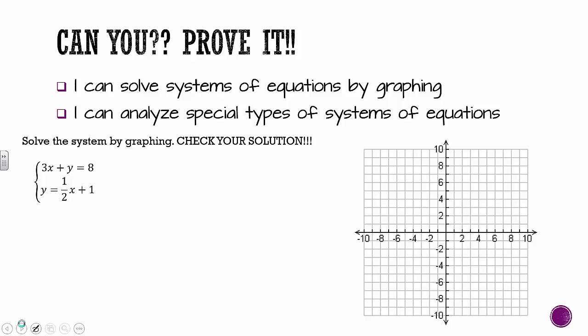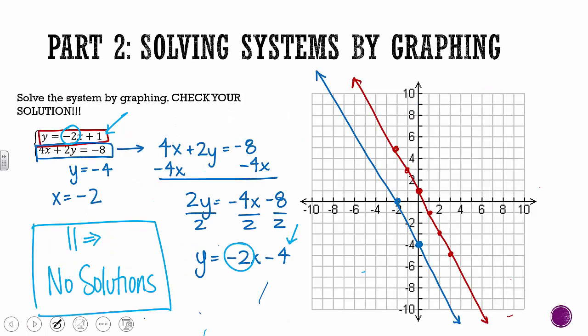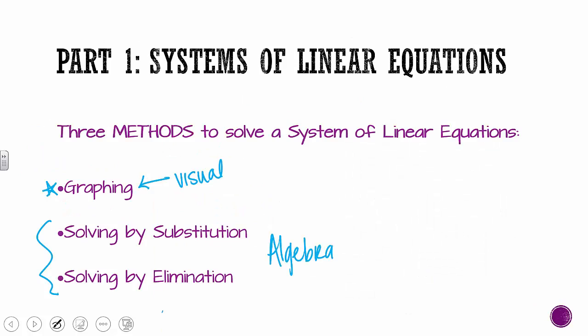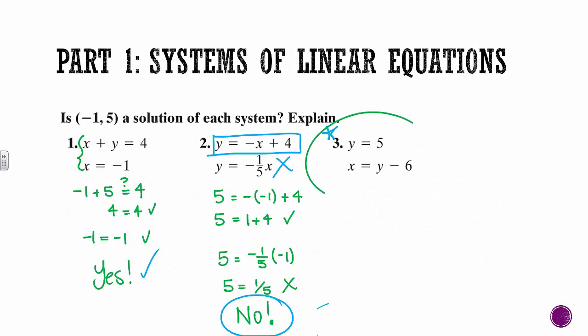So you should be able to solve systems of equations by graphing and analyze the special types, the ones that we just did: no solution and infinitely many solutions. So solve this system by graphing, make sure you check your solution, and then go back and finish this one on your own if you haven't already. Make sure you write down any questions you have, and we can go over them in class tomorrow.